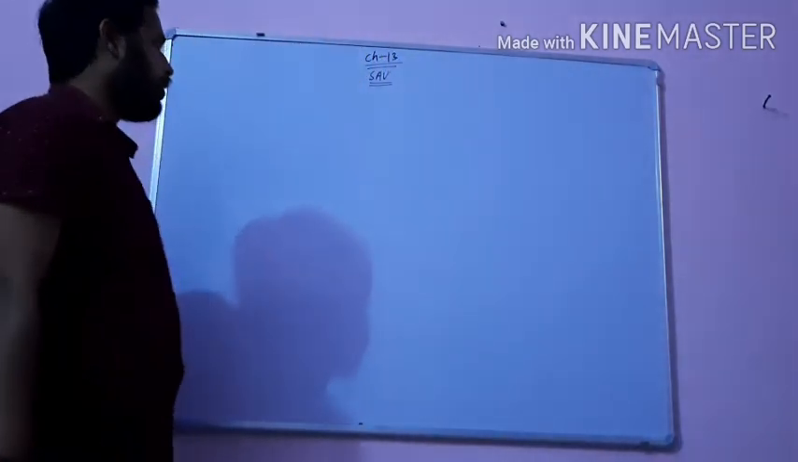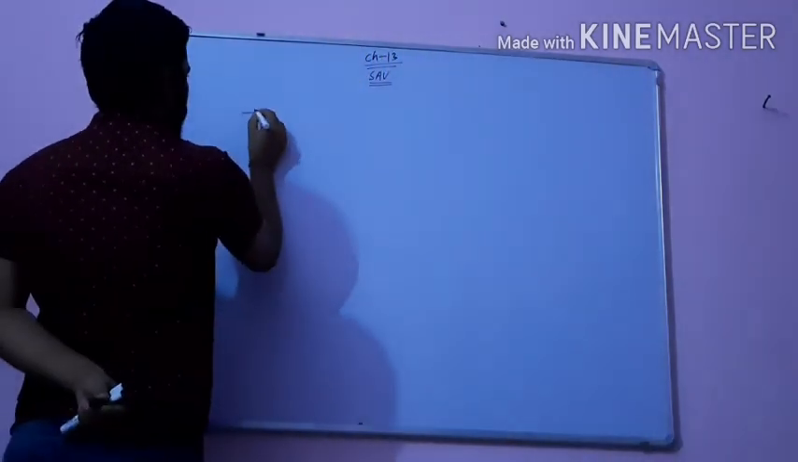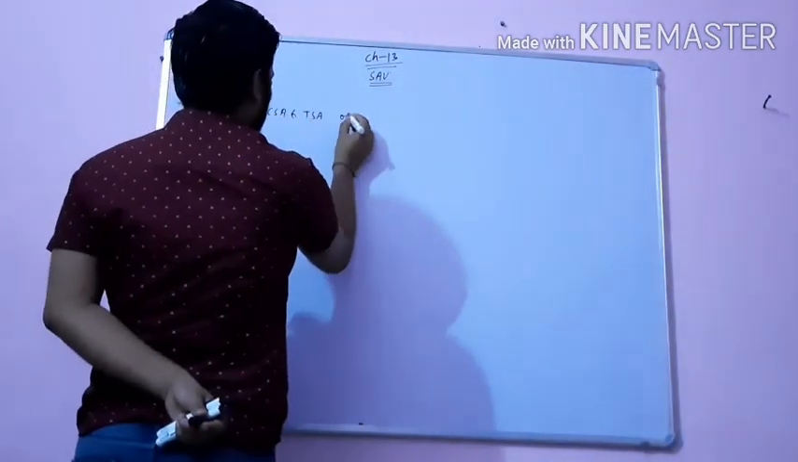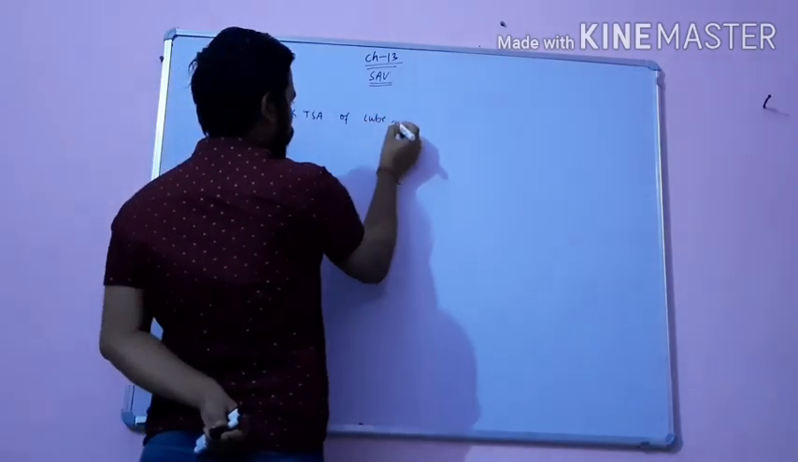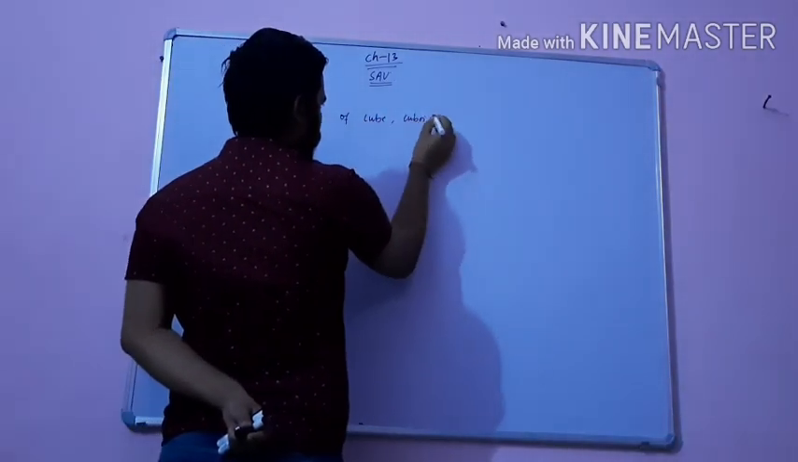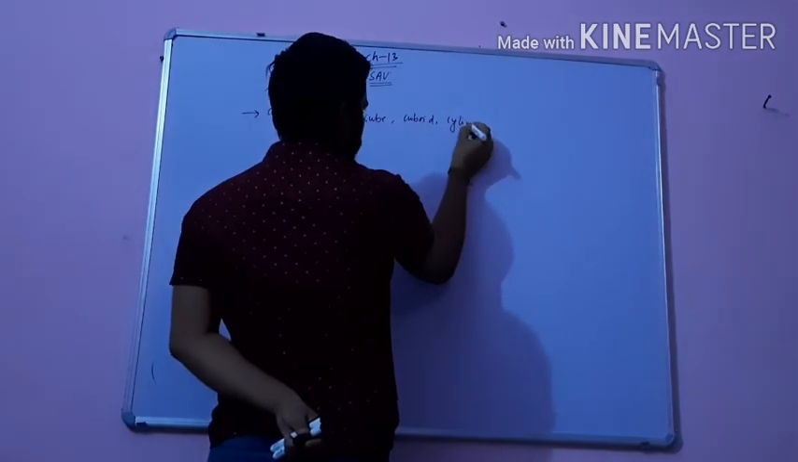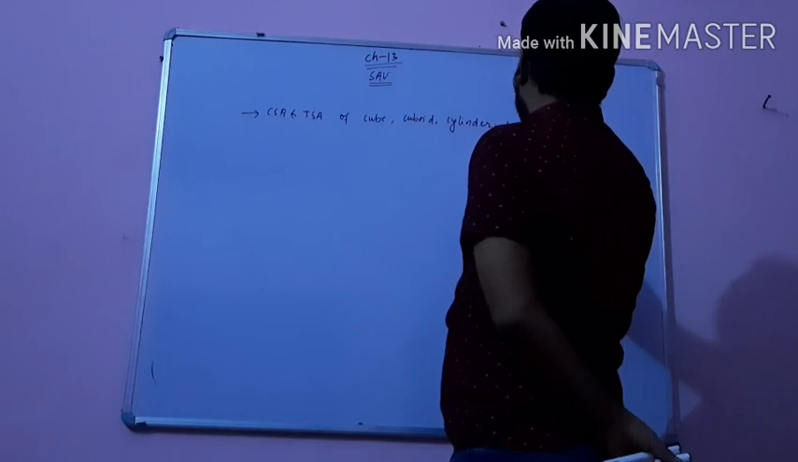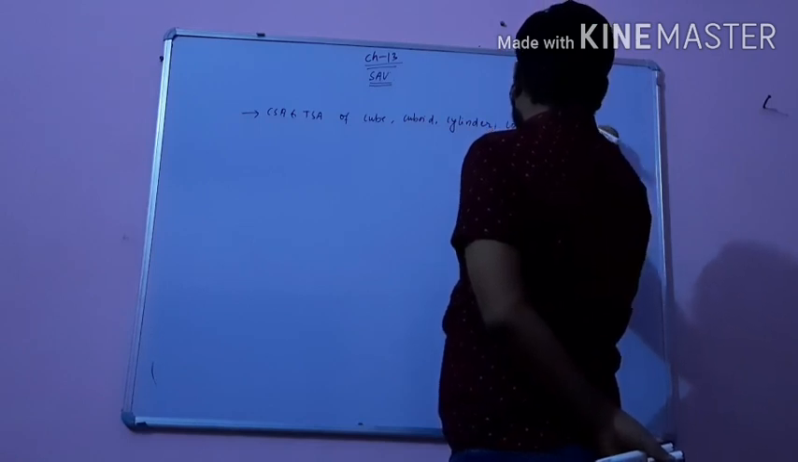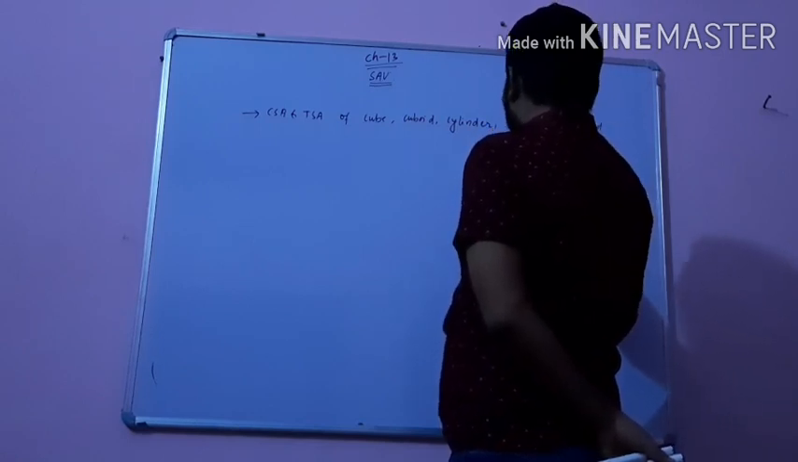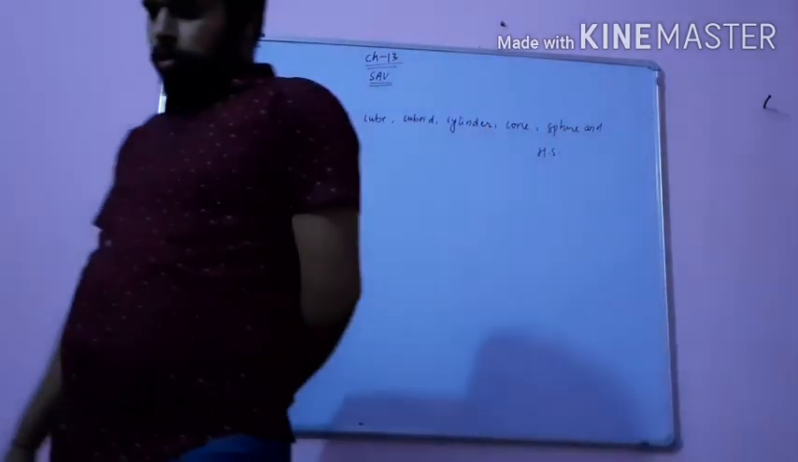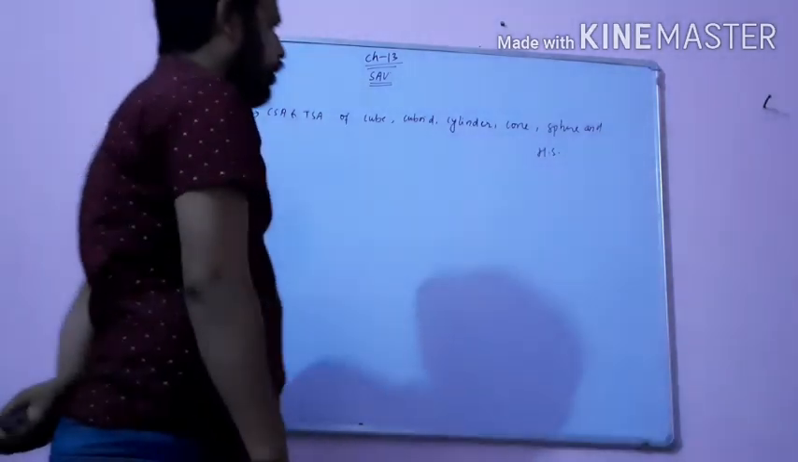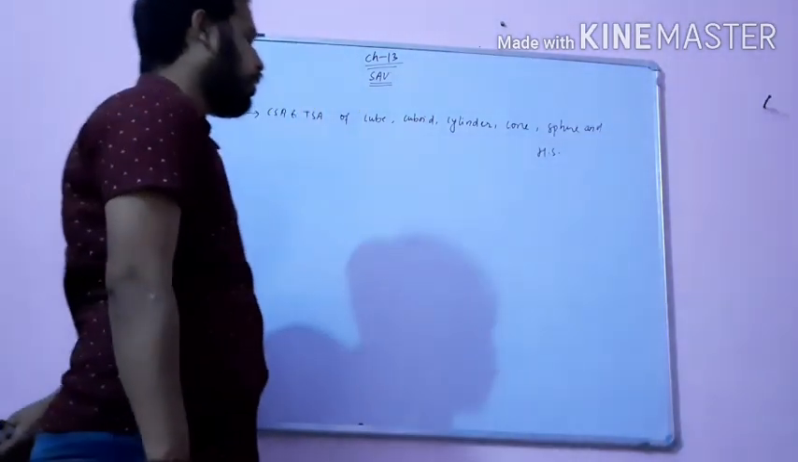Till now in chapter 13, we have studied CSA and TSA of cube, cuboid, cylinder, cone, sphere, and hemisphere. The topic related to surface area has been completed. Now we will move on to the volume.